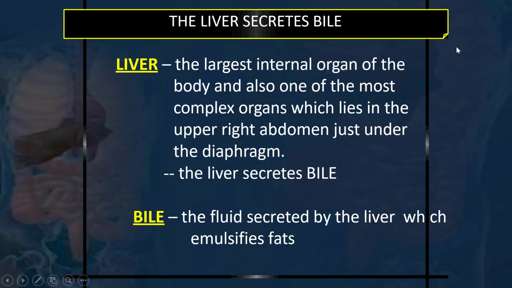The liver is the largest internal organ of the body and also one of the most complex organs, which lies in the upper right abdomen. Okay, so the liver is not a part of the main digestive tube, and it, along with the pancreas and gallbladder, are accessory organs. That is, they help in secretion of certain juices, certain enzymes which help in the digestion of the food.